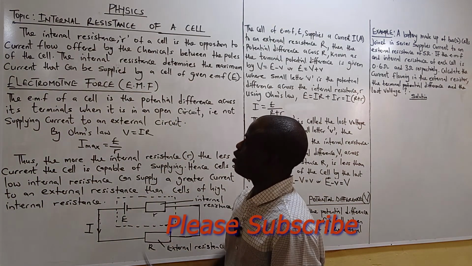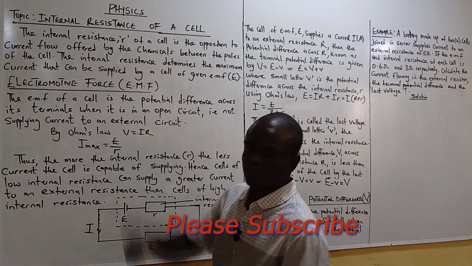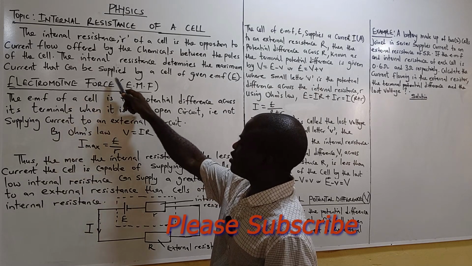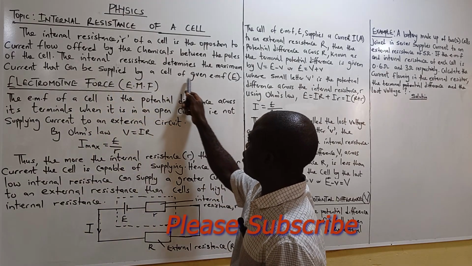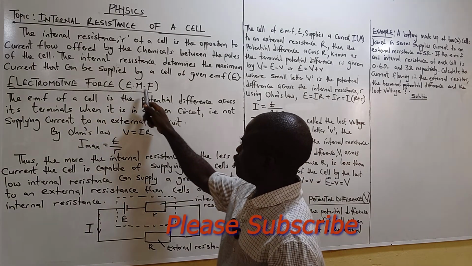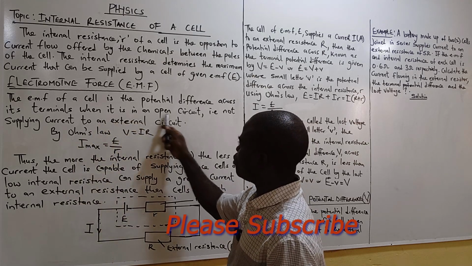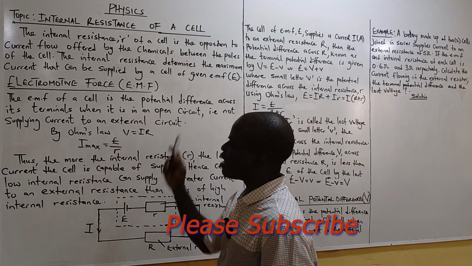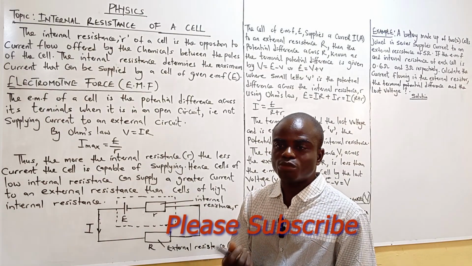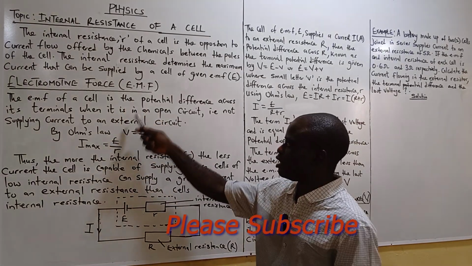Let's see. Look at the board. The internal resistance R of a cell is the opposition to the current flow offered by the chemicals between the poles of the cell. The internal resistance determines the maximum current that can be supplied by a cell of given E.M.F E. Electromotive force is the potential difference across its terminals when it is in an open circuit, that is, not supplying current to an external circuit. I've explained it. When you have a battery that's not being used at all, what is on it is the E.M.F, which is the electromotive force.